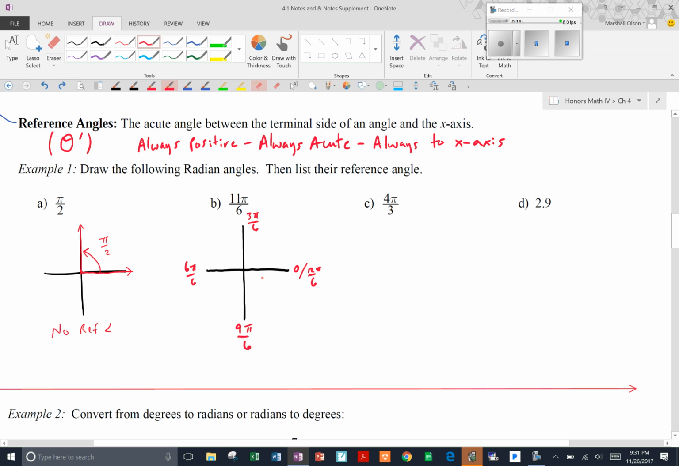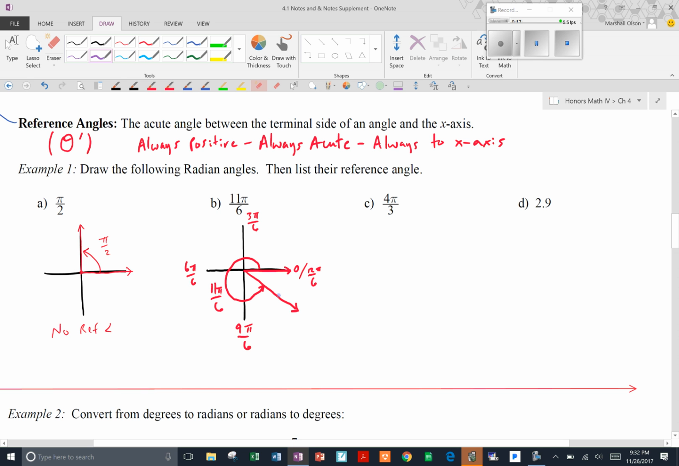So 11 pi over 6. Well, the best thing to use here is that 12 pi over 6. 11 pi over 6 is going to be almost all the way around, but we've got to stop short. How far short do we have to stop? Let me draw my initial side on there. Okay, so there's the angle 11 pi over 6 that I just drew right there in red.